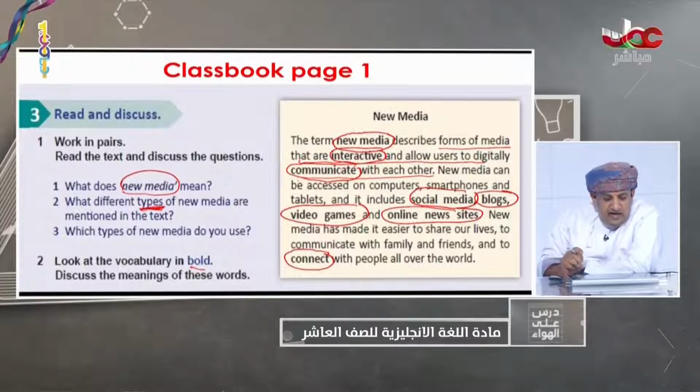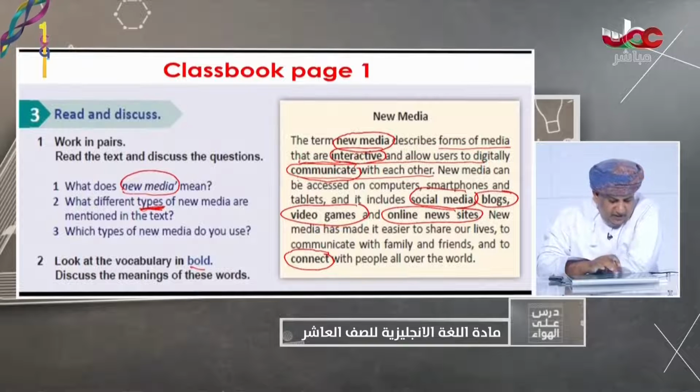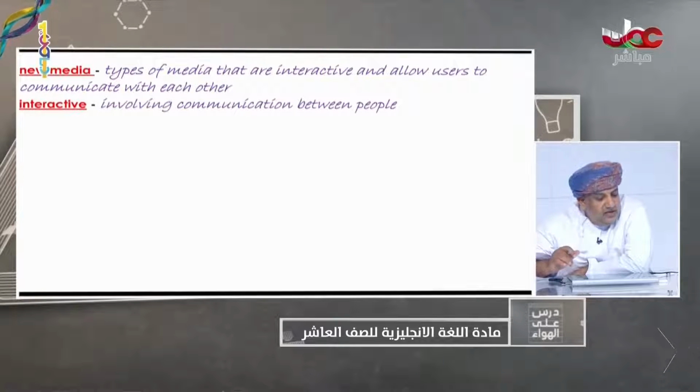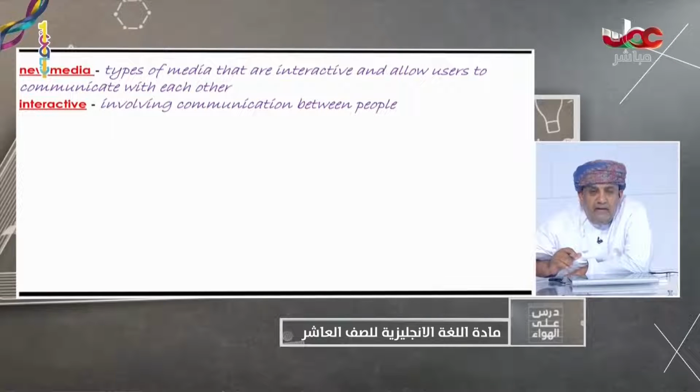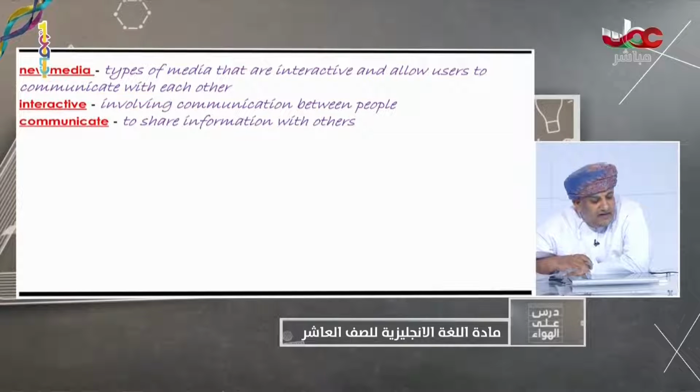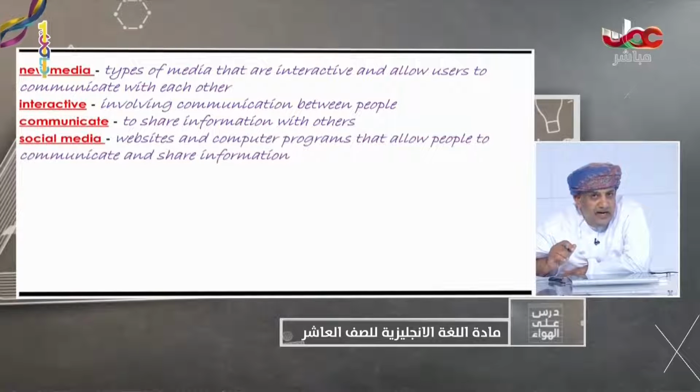Let's look at the meaning of these words from the dictionary. So the first one, new media, it means types of media that are interactive and allow users to communicate with each other. The next one, interactive, means involving communication between people. Okay. Number 3, communicate, means to share information with others. Number 4, social media, means websites and computer programs that allow people to communicate and share information.